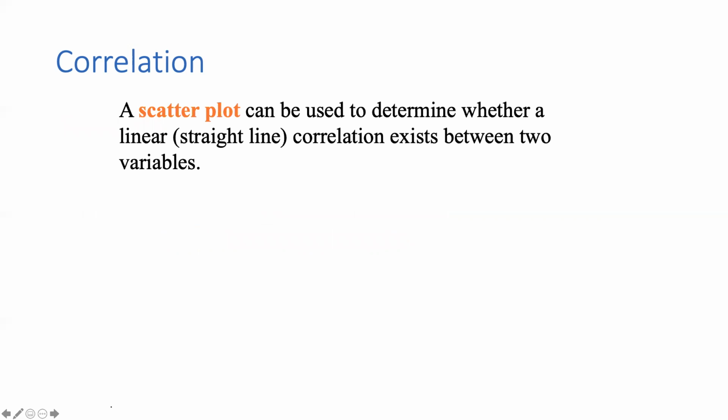And the usual way in which we try to establish this, the graphical visual way of seeing whether there is some kind of correlation, is to use a scatter plot. Okay. So a scatter plot gives us a visual idea as to whether two variables are correlated, whether a linear correlation exists between two variables. Right? Linear correlation essentially means that we're trying to fit a straight line through the data set.